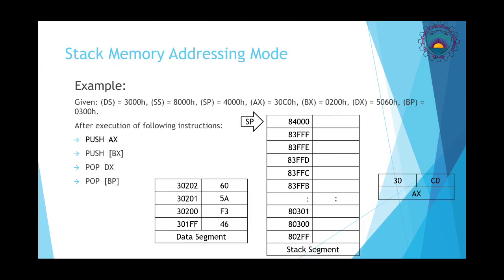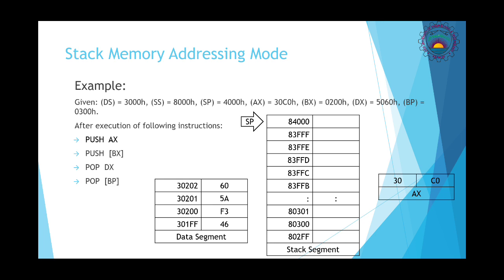Now for explaining the operation of push and pop instructions, we have taken an example. Here you may see that initial values for some registers are shown. Data segment register is having 3000 hex. Stack segment is having 8000 hex. Stack pointer is having 4000 hex. AX is having 30C0 hex. BX is at 200 hex, DX is having 5060 hex, and base pointer is having 300 hex value.